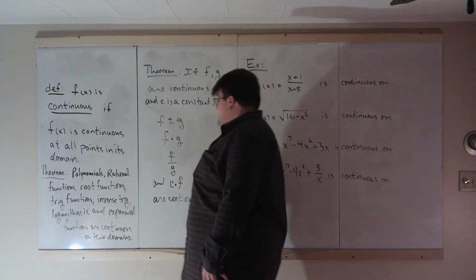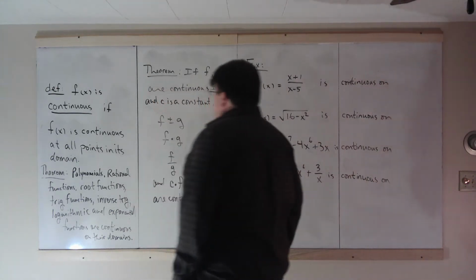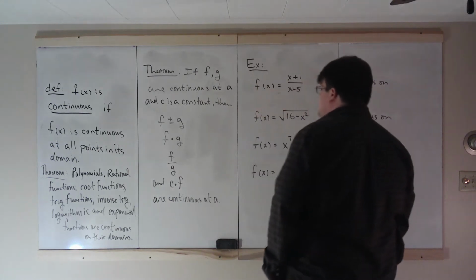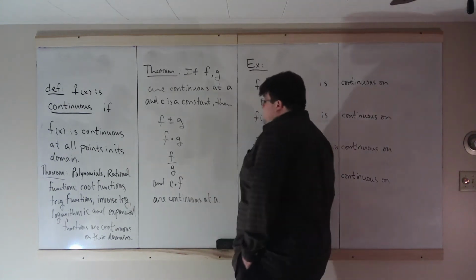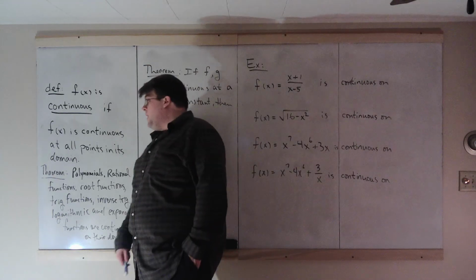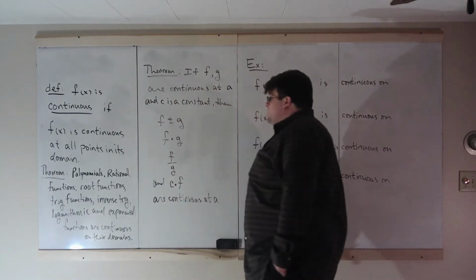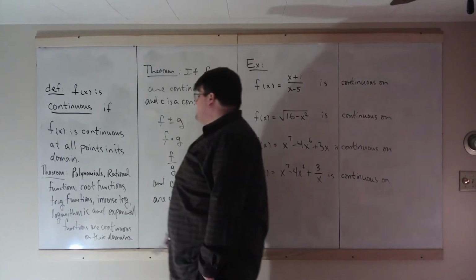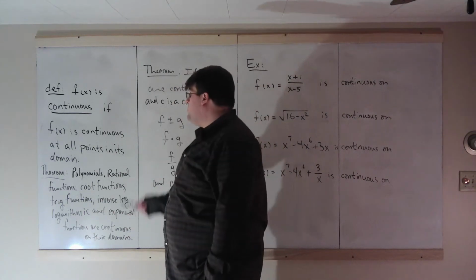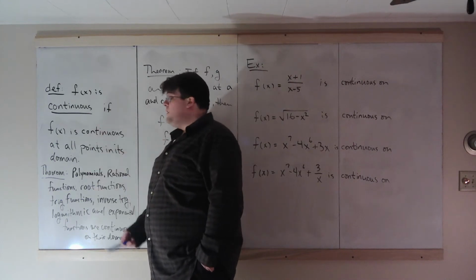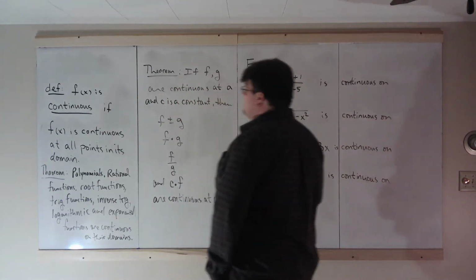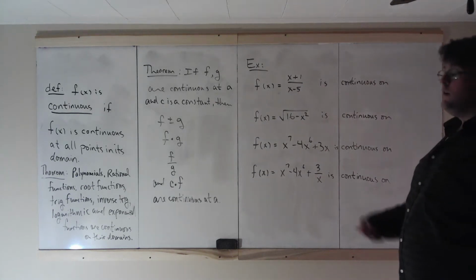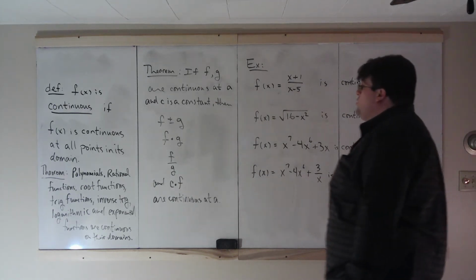Most of the functions we'll be seeing are continuous functions, at least on their domains. So this first theorem says that polynomials, rational functions, root functions, trig functions, inverse trig functions, logarithmic functions, and exponential functions are all continuous on their domains. Some of these functions will have x values at which they're not continuous, but they are still continuous functions because we are restricted to just the points in the domain.